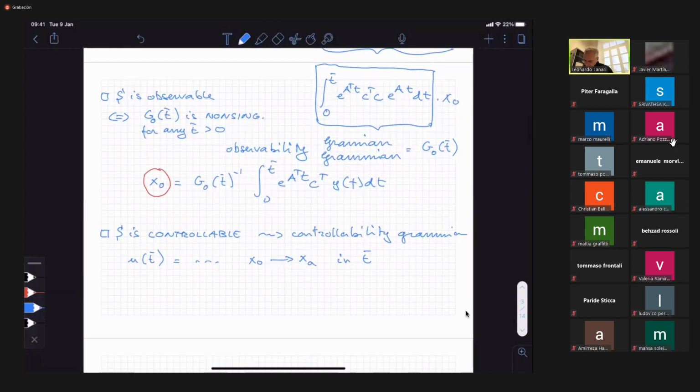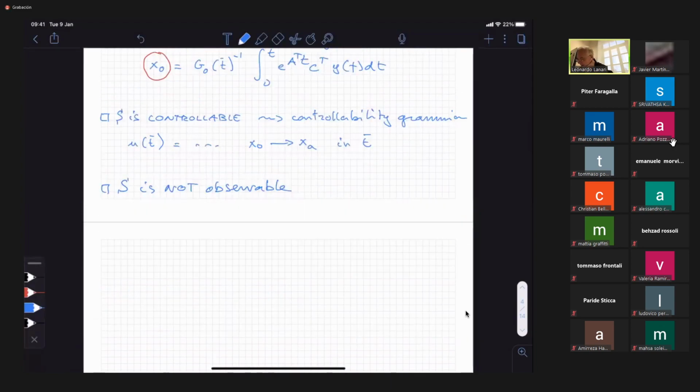So I was saying, what happens if the system S is not fully observable, okay? Well, it means that we have a non-zero null space of the observability matrix. So let's take two states: XA belonging to the kernel of the observability matrix and XB not belonging, okay?